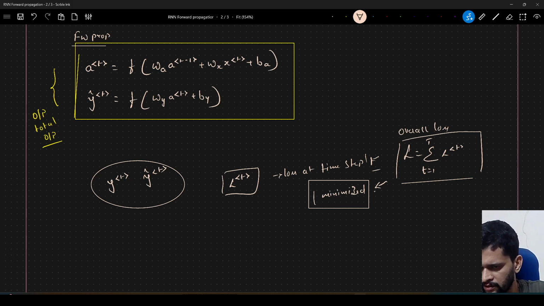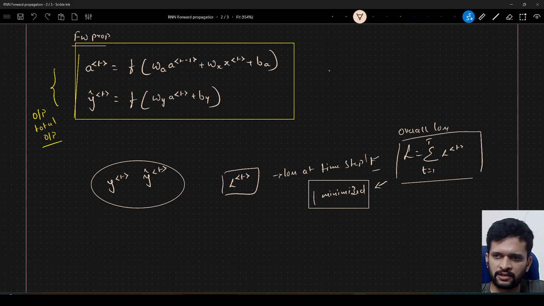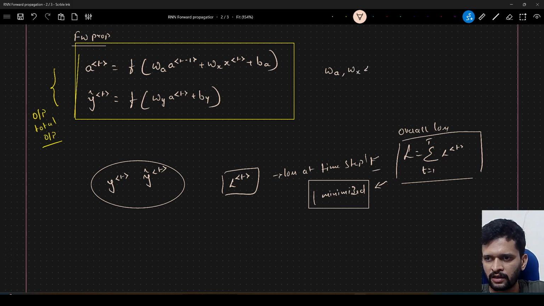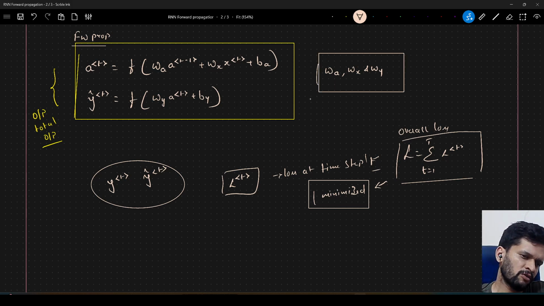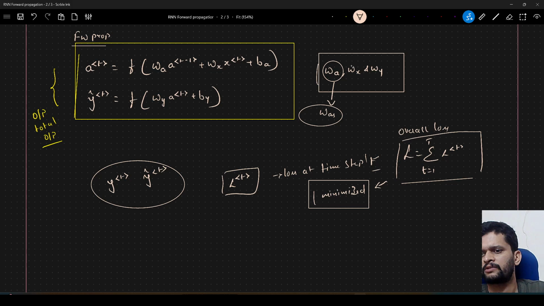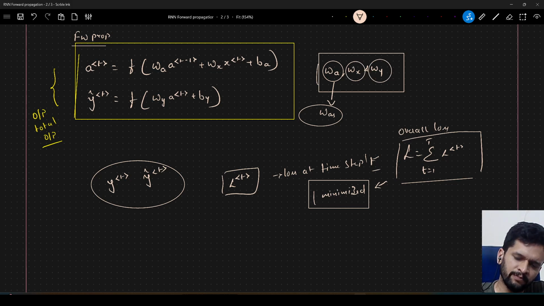And how do we minimize this? We do forward propagation, we calculate the loss, and we update the weights. What are those weights? Wa, Wx and Wy. We also update the biases, but for this video, let's just concentrate on weights in order to understand backpropagation in a clear way. I'll explain taking one of these as an example: how do we update Wa. You can connect the same things with Wx and Wy.